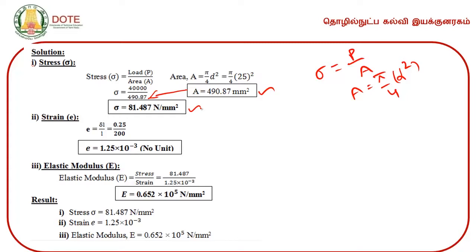Right. Next we go to find the strain value. What is strain? Strain is given by the ratio of change in length to original length. Change in length is given by 0.25. Original length of the rod is also given. So directly we can calculate the value of e as 1.25 into 10 to the power minus 3. Strain has no unit. Don't forget that one.